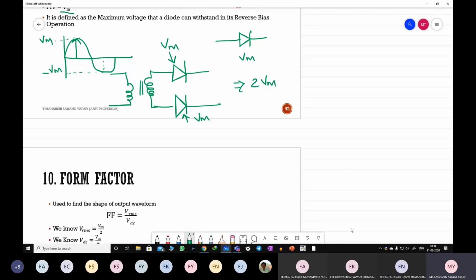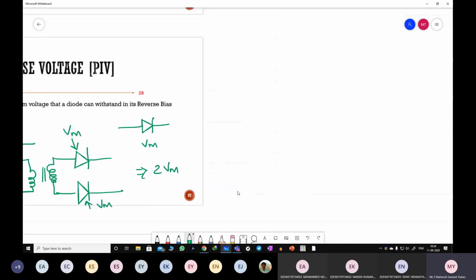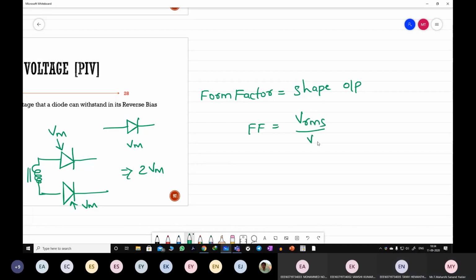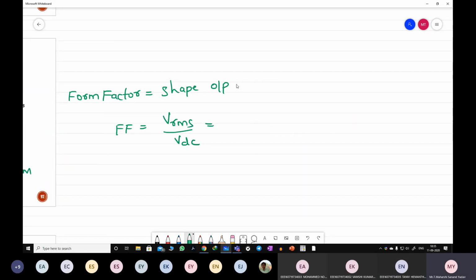Next, what is form factor? Can anyone tell me without seeing the formula? What is form factor? It is used to find the shape of output waveform. Good. Formula? VRMS by VDC. What is the answer that you got for VRMS of half wave rectifier? VRMS is Vm by 2. VDC is Vm by pi.